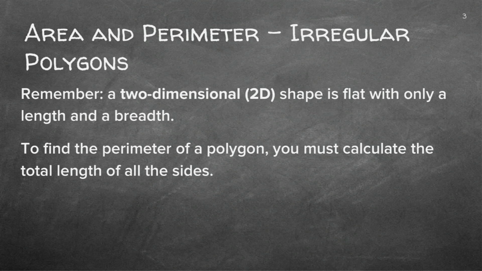Another reminder that a polygon is a two-dimensional shape that is flat. It's only got a length and a breadth. And if we have to work out the perimeter, we must calculate the total length of all the sides. Remember, polygons have got all different sides. We must add them all together.